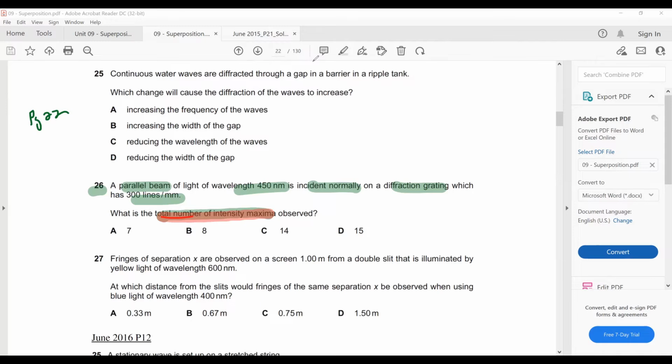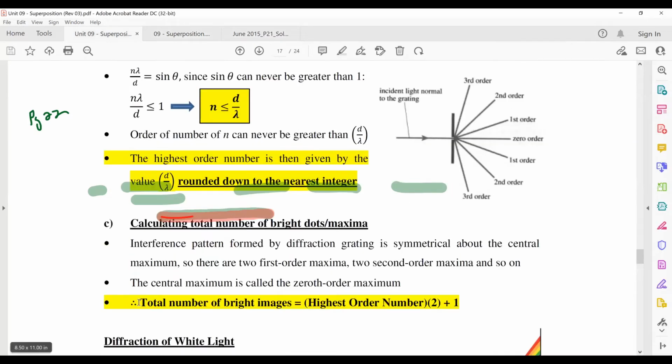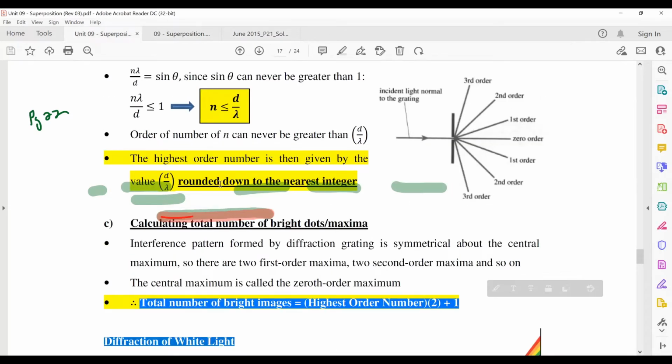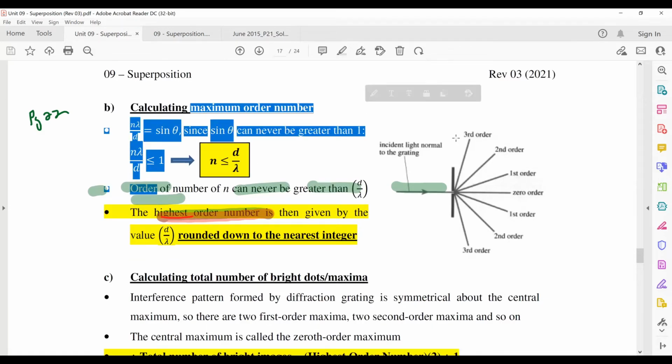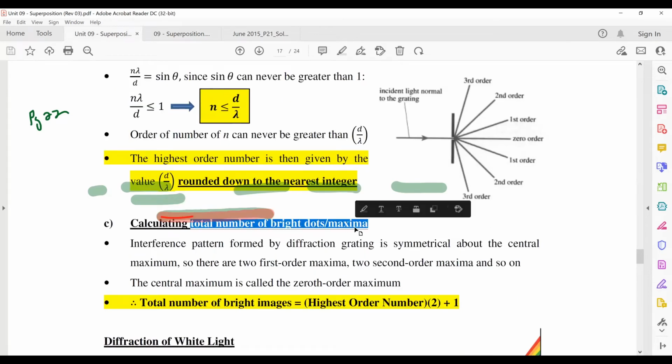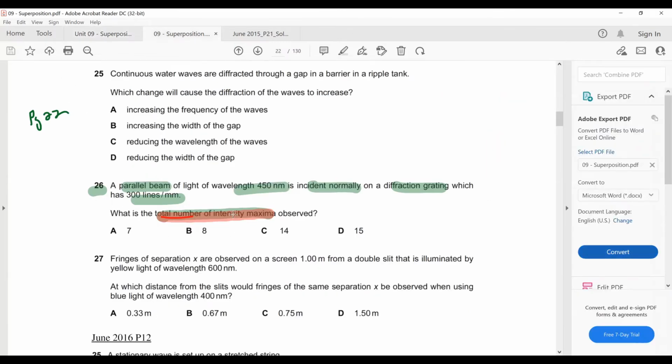So what you have here, they are not just finding N max. In your notes under page 17, I mentioned that your questions will sometimes ask you what's the maximum possible order number, or they'll sometimes ask you what is the total number of maxima instead. The question you're looking at is talking about this. They want the total number of maxima, not just the maximum order number. They want the total maxima that you can see, right?